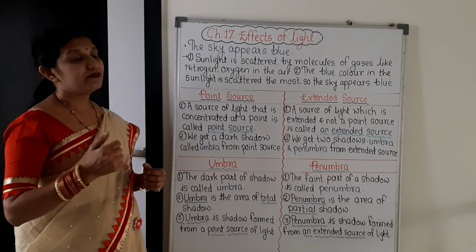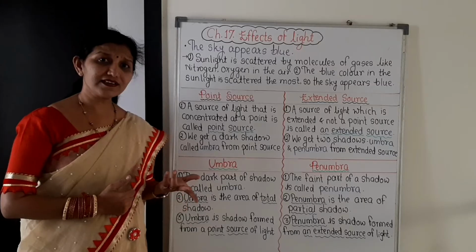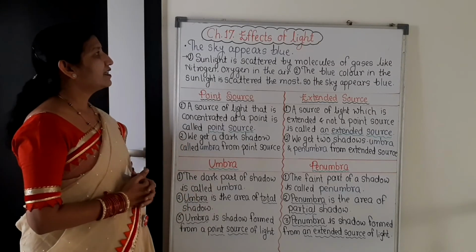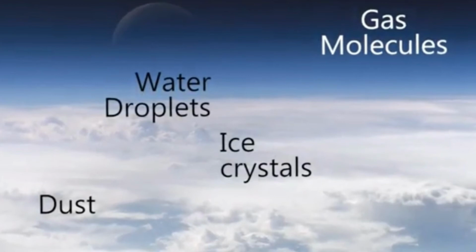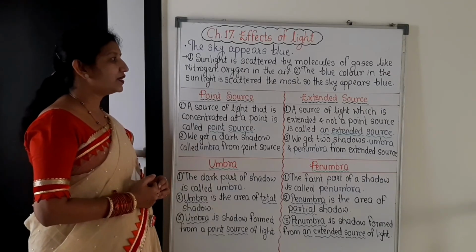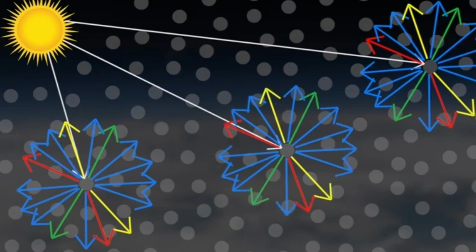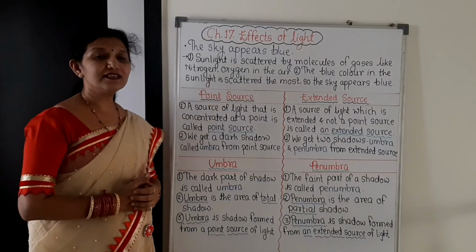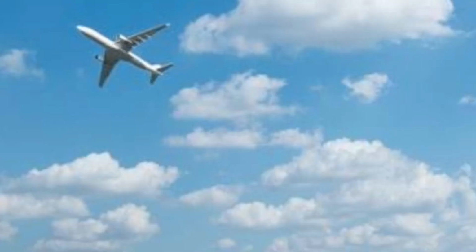And we generally see that the sky appears blue in color. What must be the reason behind this? Let us see this. Sunlight is scattered by molecules of gases like nitrogen and oxygen in the atmosphere. And the blue color in the sunlight is scattered the most. There are different colors, and the blue color is scattered the most, and that's why the sky appears blue in color.